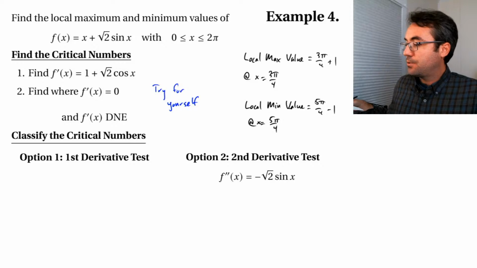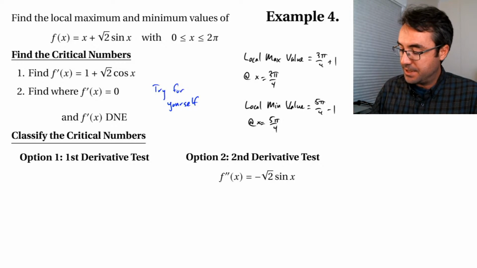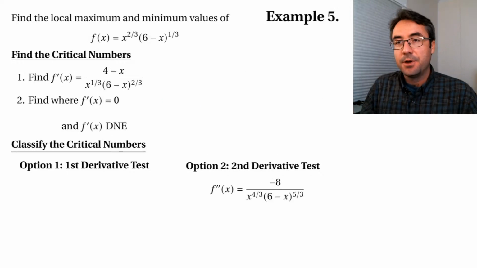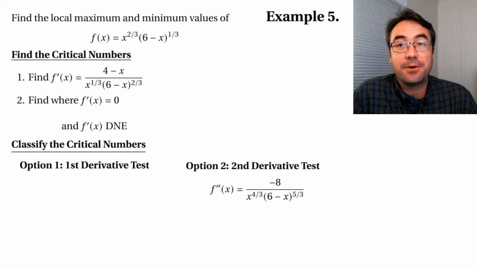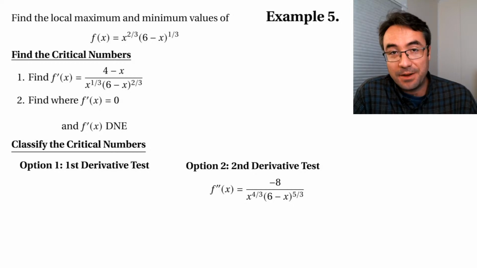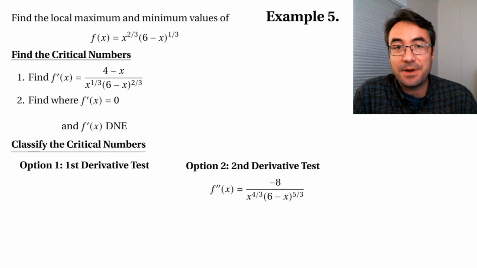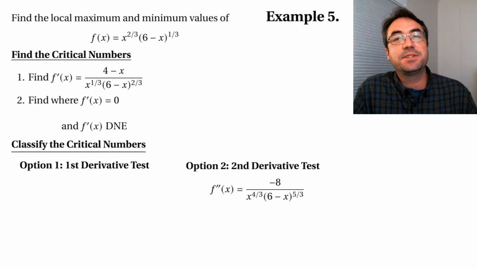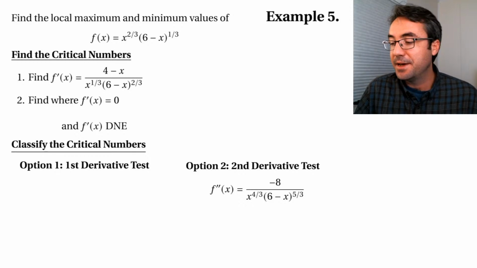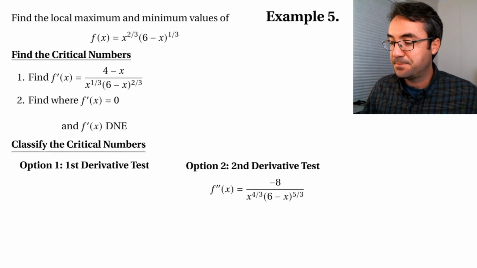All right, let's try that last example we had just done, x raised to the 2/3 power times 6 minus x raised to the 1/3 power. We found the intervals of increase, decrease. We found the intervals of concavity. Let's go through our results and see what's actually happening for this particular function.